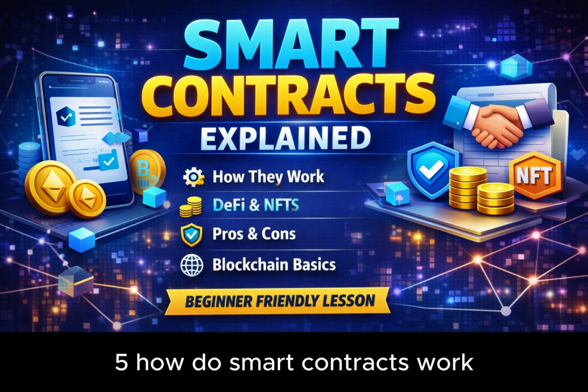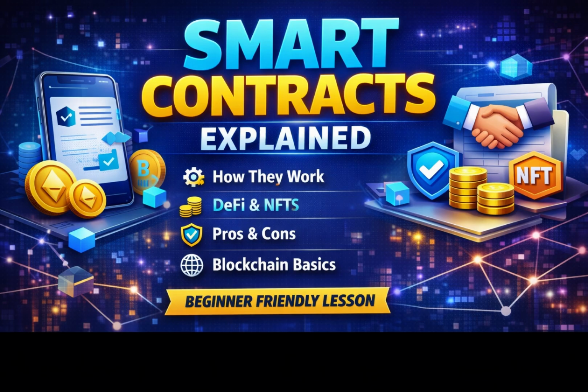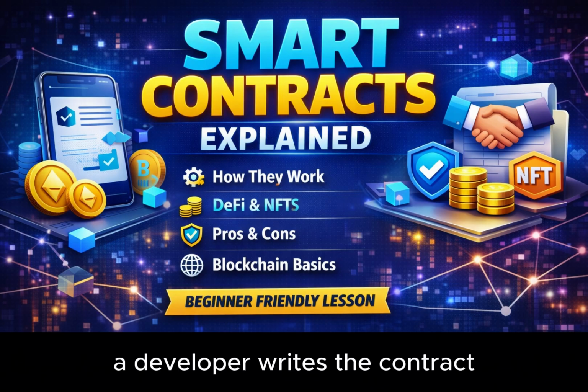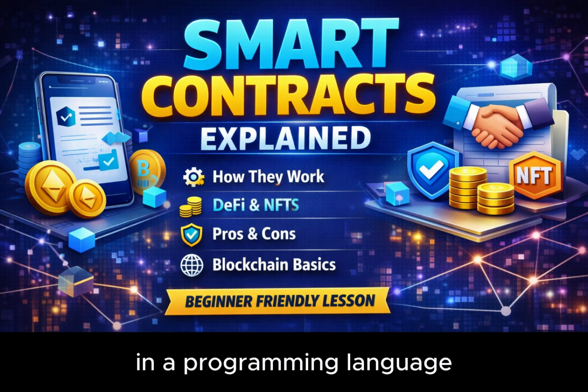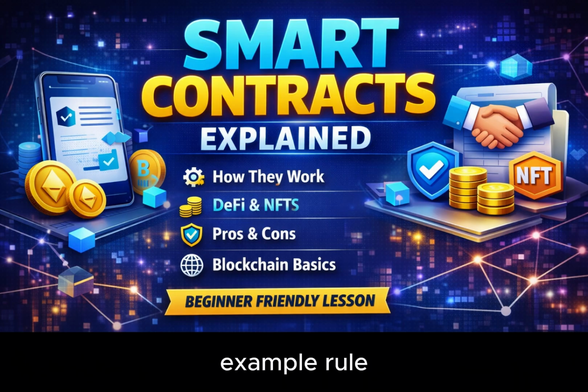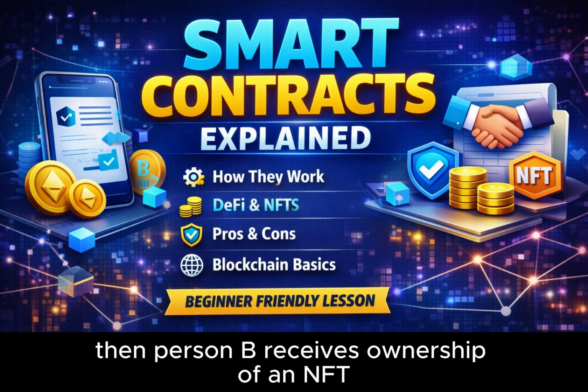5. How do smart contracts work? Let's break it down step by step. Step 1. Writing the contract. A developer writes the contract in a programming language like Solidity, most common on Ethereum. Example rule: if person A sends 1 ETH, then person B receives ownership of an NFT.